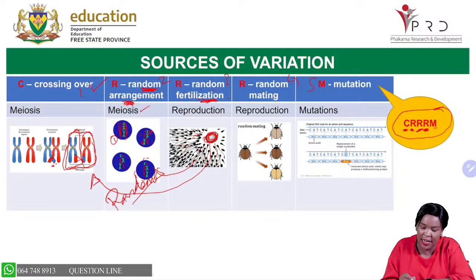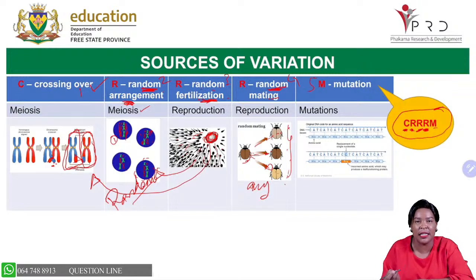Your fourth source of variation, random mating. If you look at this beetle here, it has a choice of mating with this first one, the lighter one, or the one that has the same shade or the same color as its own, or this one. I don't know what the color is here, but it can mate with any of these. So mating with any of these three means it is random, because each and every beetle is carrying its own genetic material. You don't know what type of offspring you're going to have when you mate with this one. So that random mating also brings about variation.